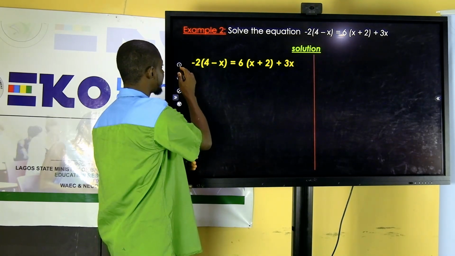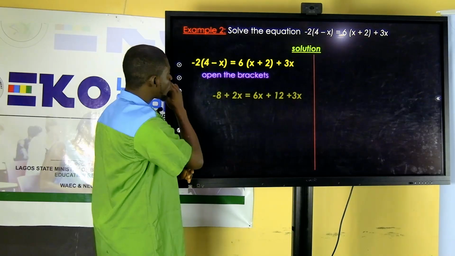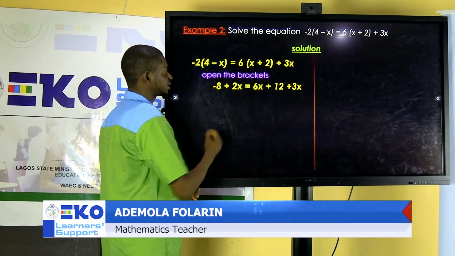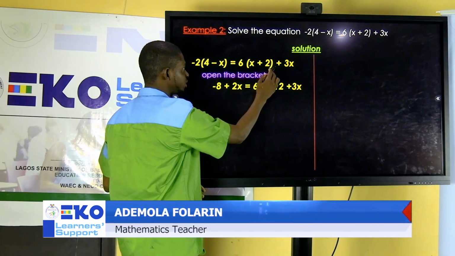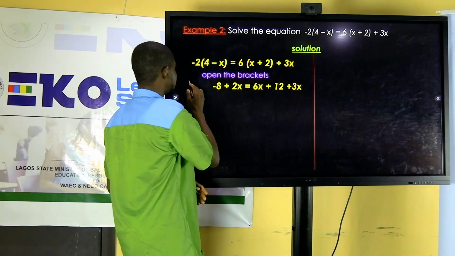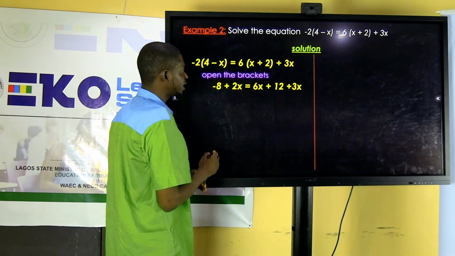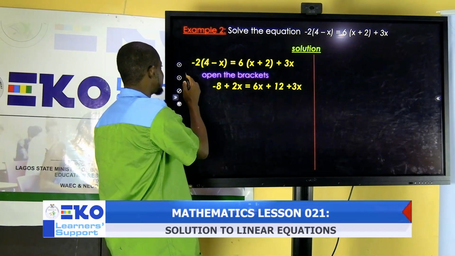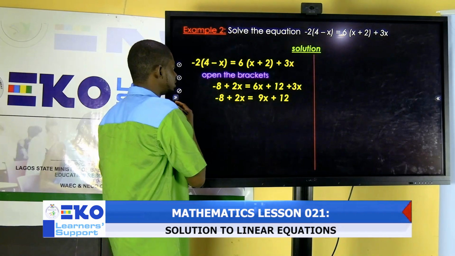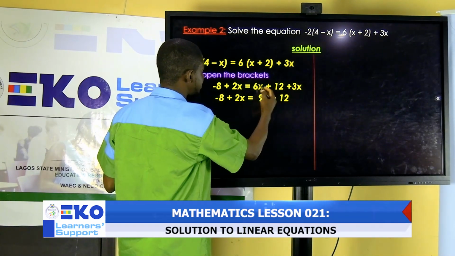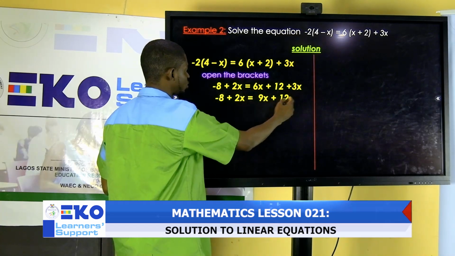We open the bracket. When we open the bracket, it becomes minus 8 plus 2x equals, opening this bracket, 6x plus 12 plus 3x. Then we move further. After opening the bracket here, the next thing is for us to collect like terms. We take like terms by saying we have minus this, we add this to this, making 9x plus 12.